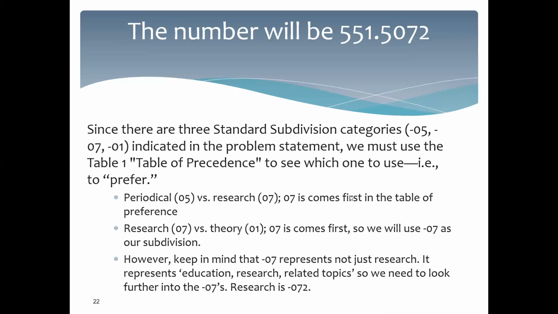So we have just research in terms of that. So we need to look a little bit deeper and define that research is 07 too. If we follow the table of precedence and we follow the order, then we would choose 07 because that comes first. And of course, then choosing 07, we would need to define it, be the most specific you can. So in this case, we can go down to 072. That would be what we would use for our subdivision of meteorology, which will give us 551.5072. So that's how we would get to that number.